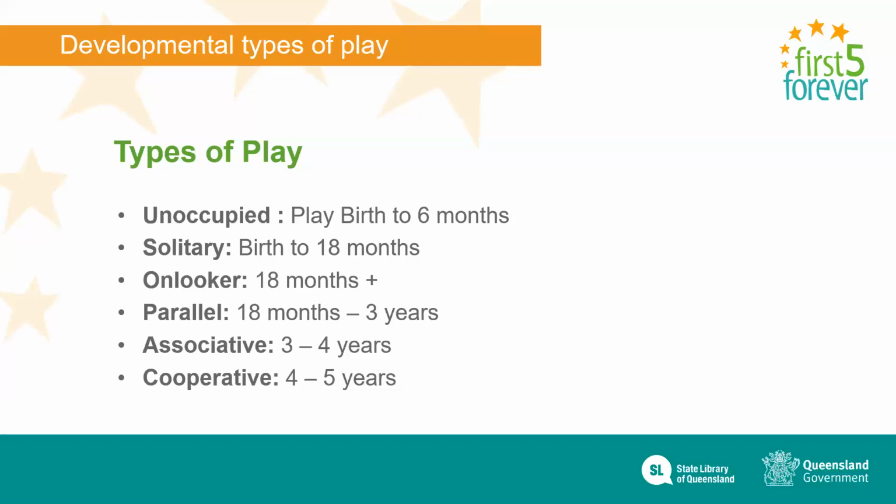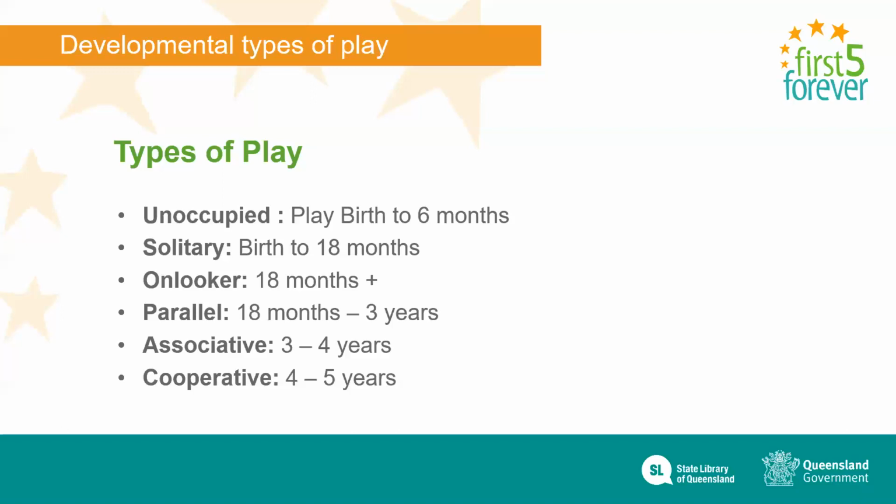The next type of play is parallel play, and it normally occurs from about 18 months of age to 3 years. And you might have noticed when children come along to your program, two children might be playing with something similar and they're playing side by side. They're actually not playing with each other, they're playing beside each other. And I guess this is the final stage before children really start to connect in and play with each other.